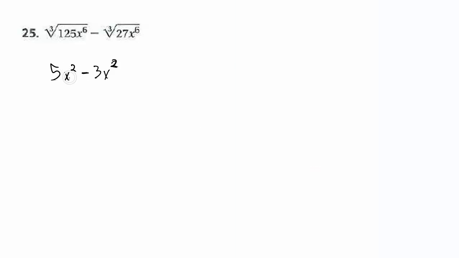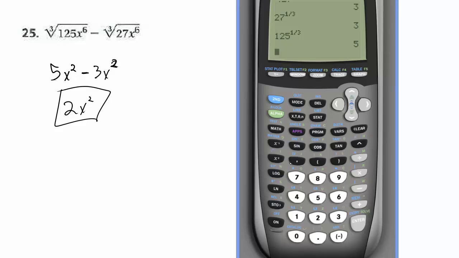So you got 5x squared minus 3x squared. Simplify that, becomes 2x squared. And there's your final answer. The numerical parts you can do in your calculator, but remember the variable parts, there's no way to do those variable parts in your calculator. If you try to put the cube root of x to the 6th power, it will not tell you x squared. Watch what happens when I try to put it. You'll get a different answer if you do it in your calculator.